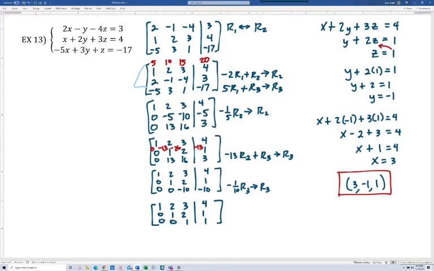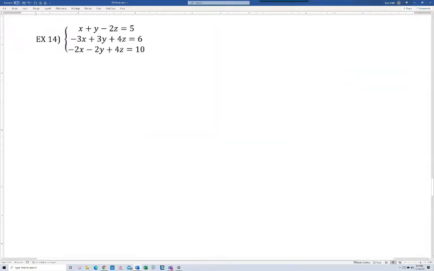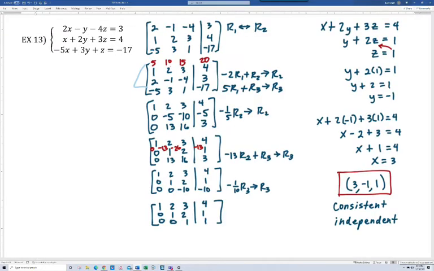All right. So let's go ahead, and we should also write this as consistent and independent. And let's see, what do we have here? We're going to stop right here.